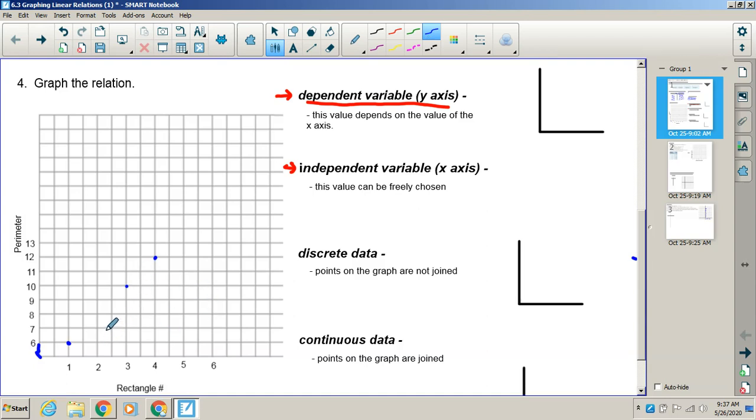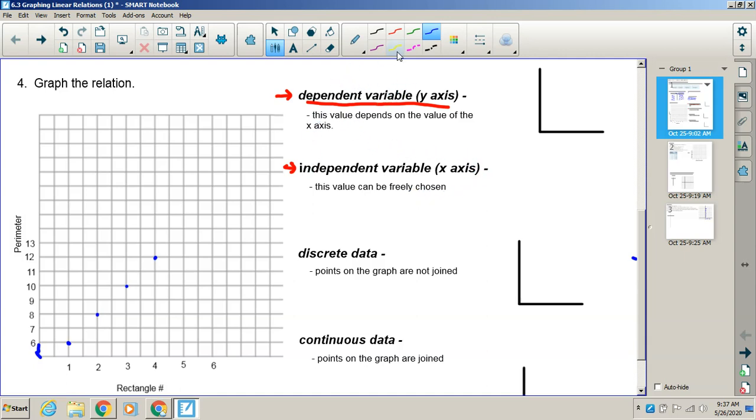Let me just fix this graph. 2 was 8. I'm struggling a little bit today. There we go. So the perimeter is dependent on the rectangle number. So it always goes on the y-axis. That is your dependent variable. Your independent variable always goes on the x-axis. And this is, by definition, the value that can be freely chosen.